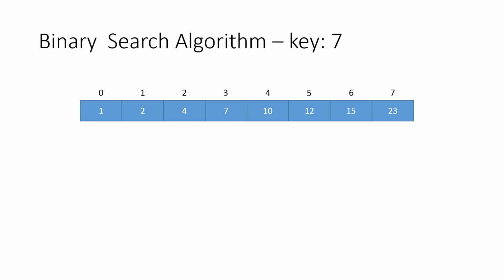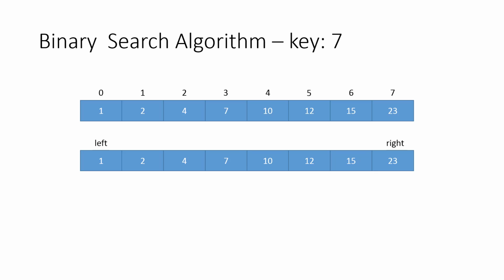So how the binary search algorithm works, initially we'll be taking a very simple example to find the key 7 in this array that we are having. So here we can see an array where we have 0 to 7 indices and the elements are 1, 2, 4, so on till 15, 23. So we need to find the element 7 in this, and we need to return the index of the element 7.